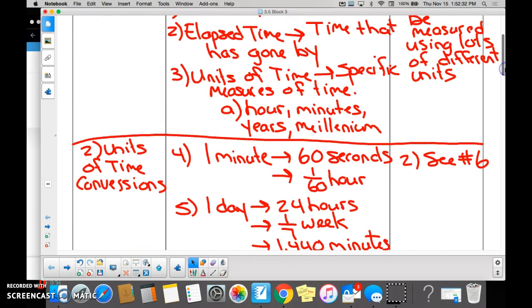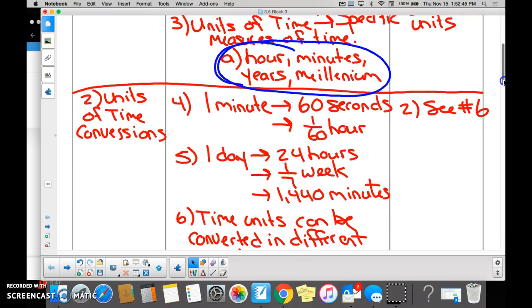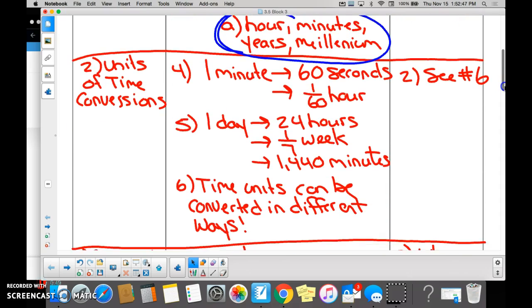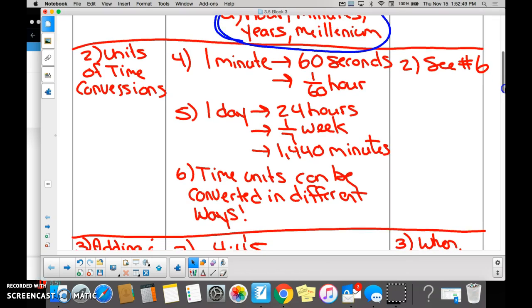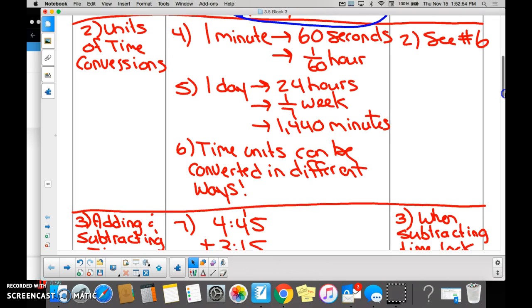You all know that there are lots of different ways to measure time. This is literally a small percentage of ways to measure time. Units of time conversions, you were very good at this. You said 1 minute could be 60 seconds, 1 minute could be 1/60th of an hour. You said 1 day is 1/7 of a week, it's 1,440 minutes. You converted them pretty naturally.